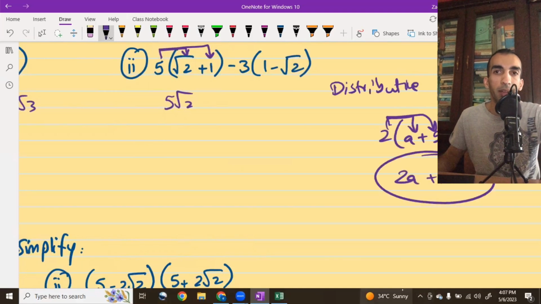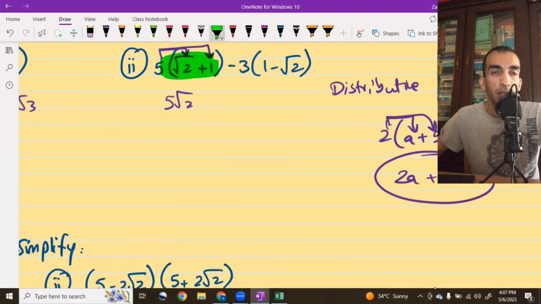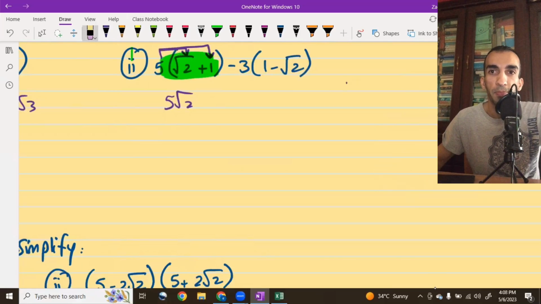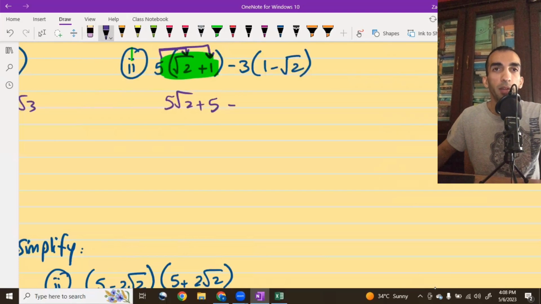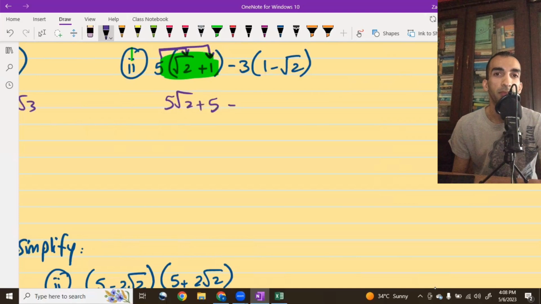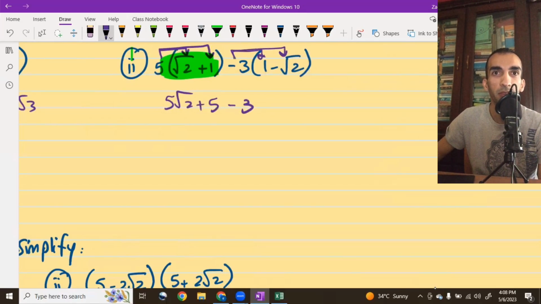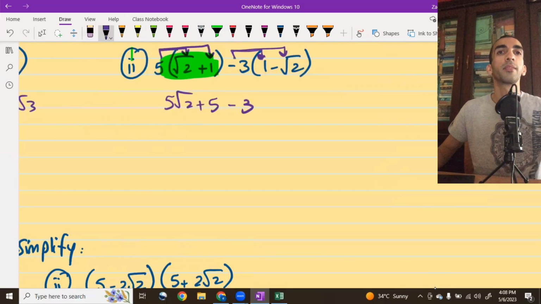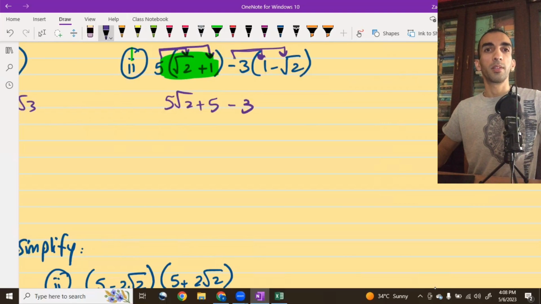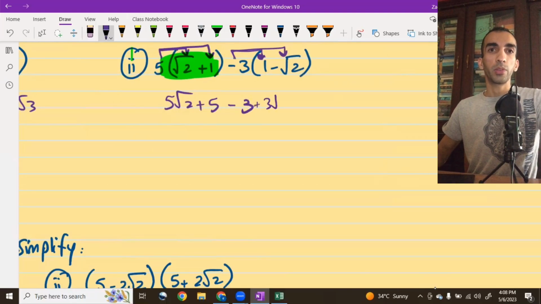So you end up with 2a plus 10. Are you familiar with this? If I were to expand this bracket, what would the answer become? 5 square root 2 plus 5. Indeed. And the second part? Minus 3 times 3 square root 2, add 3 square root 2.